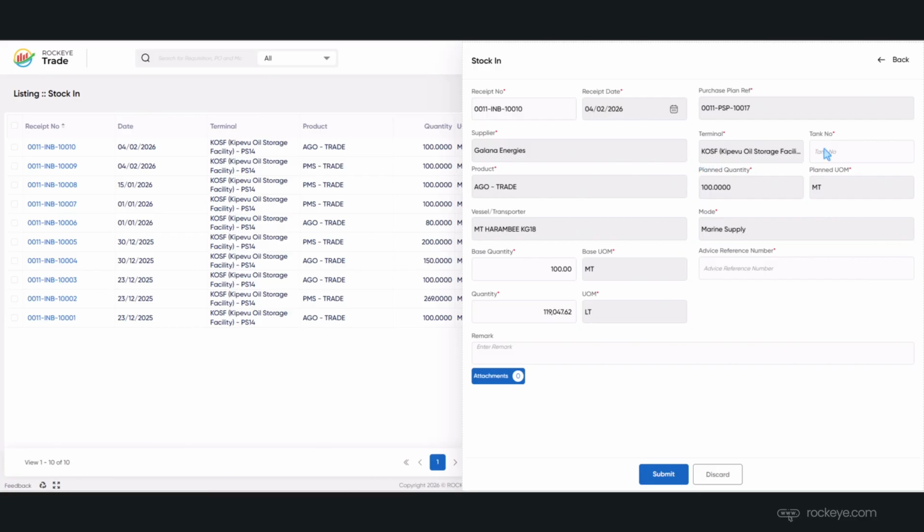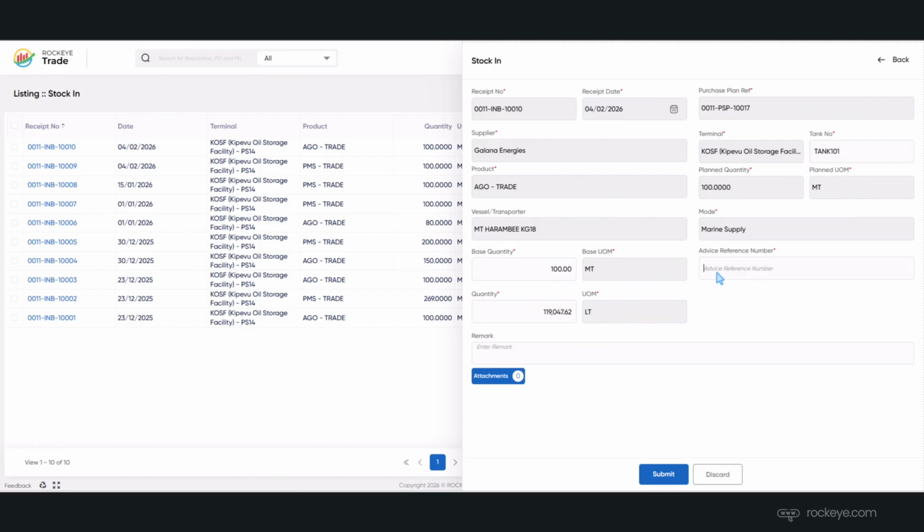Tank assignment determines exactly where the product is stored, which is critical for capacity management and safety. Planned quantities represent the expected volume, providing a baseline for identifying any transit losses or gains. The base quantity defines the finalized volume in metric tons to standardize reporting across various measurement units.